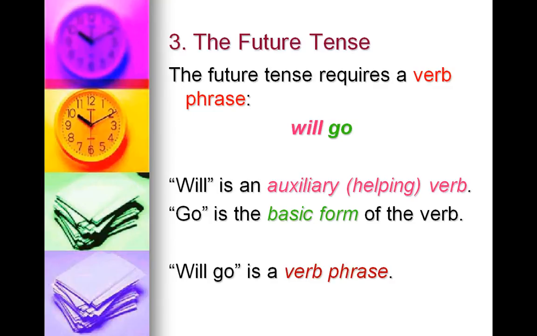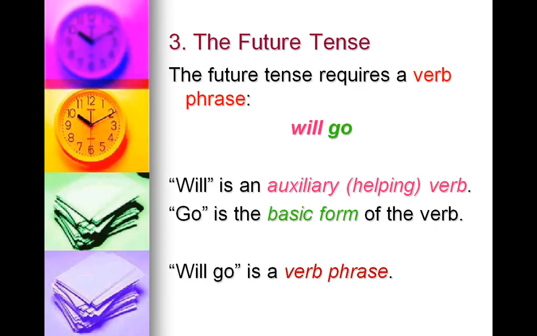This is the first time we've seen a verb form that requires more than one word. Will go is a single verb. It's just a verb phrase that requires 2 words to get expressed. That first word there, will, we call an auxiliary verb. Sometimes called helping verbs at lower levels, it's called an auxiliary verb. And the second word, go, is just the basic form of the verb. So will go is a verb phrase.